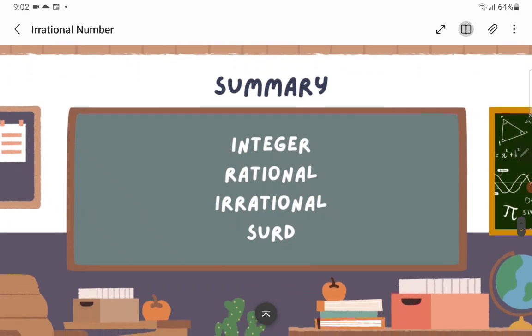Summary: integer is a whole number, rational is all numbers that can be converted into a fraction, and other than that is called an irrational number, and surds will be in the irrational numbers.